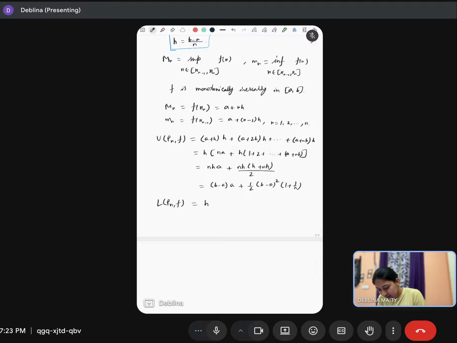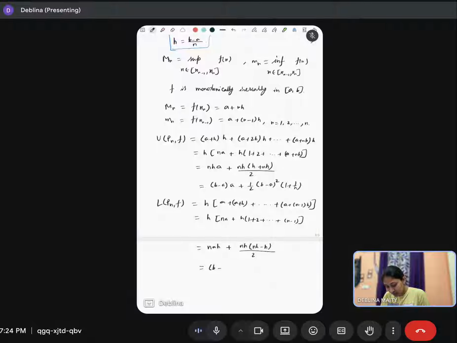Okay, using this relation. Now similarly, if we calculate L(P_n, f), then we'll get h into the sum, and finally we have this with 1 minus 1/n, right? So we got U(P_n, f) and L(P_n, f), right?